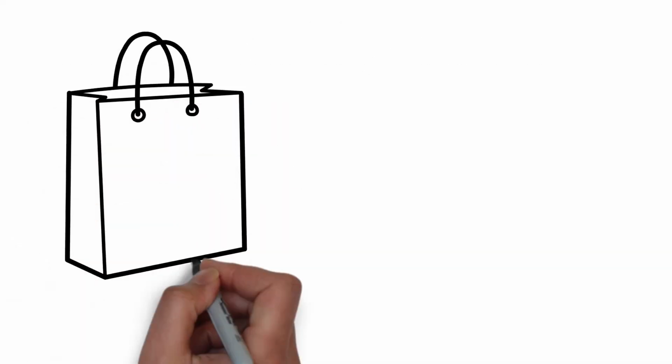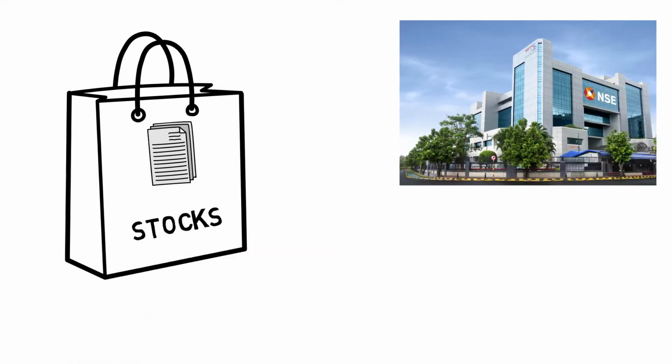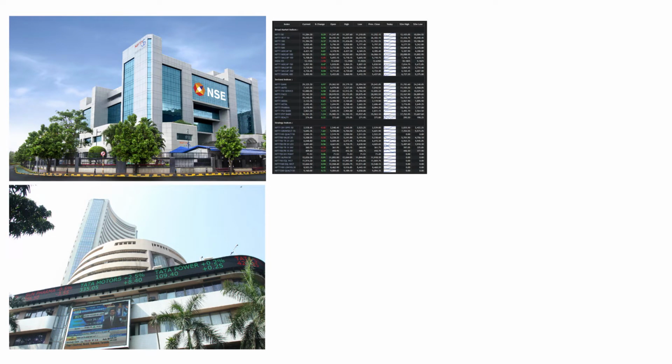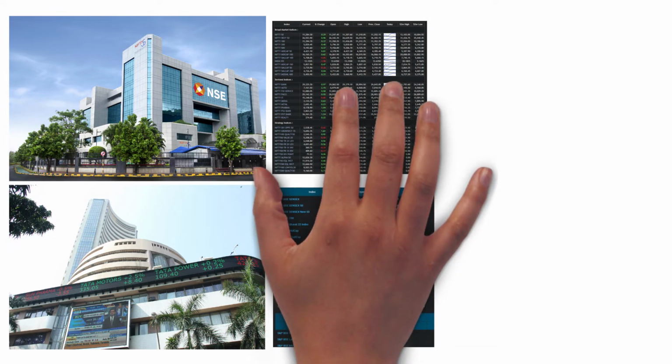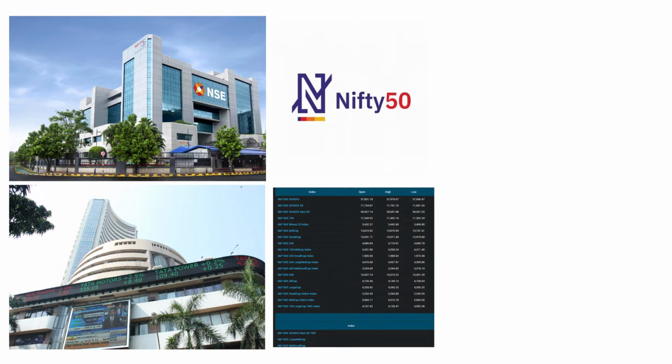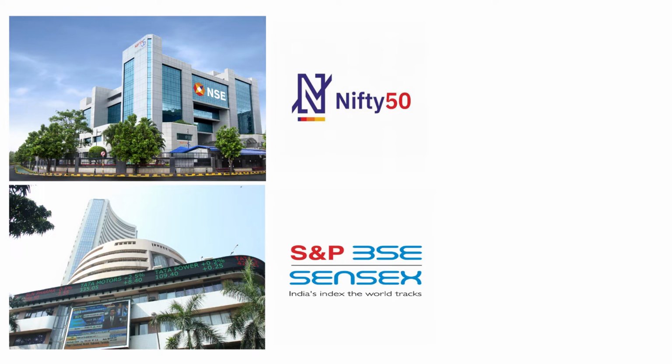Consider a stock exchange as a market in which stocks are bought and sold. Both stock exchanges have various indexes. A stock market index is a measurement of a section of the stock market. It is computed from the prices of selected stocks. Now Nifty or Nifty 50 is NSE's index and Sensex is BSE's benchmark index.